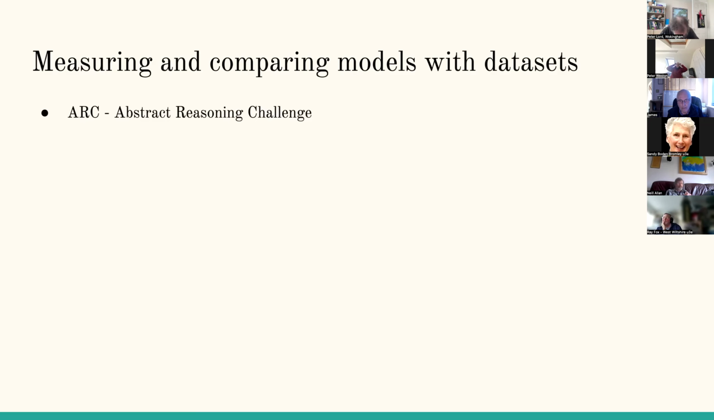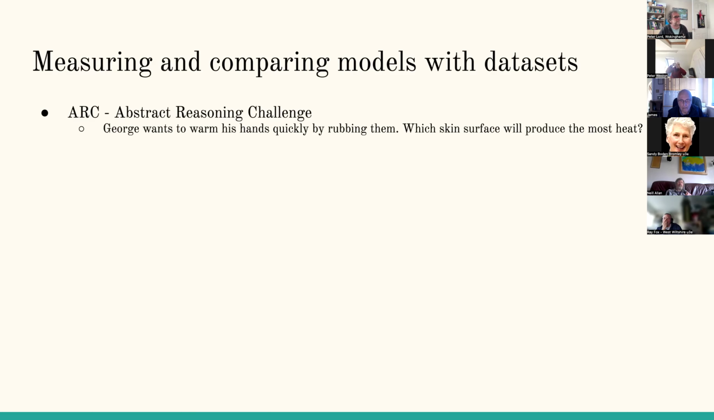So there's a number of benchmarks around, and we'll have some flavor of what these look like. One of the earliest ones was ARC, Abstract Reasoning Challenge. All these benchmarks are a set of questions and answers. You can think of it like an IQ test, 11 plus or something like that. A typical question in this benchmark: George wants to warm his hands quickly by rubbing them. Which skin surface will produce the most heat? Dry palms, wet palms, palms covered in oil, palms covered in lotion. So that's a typical type of question there.